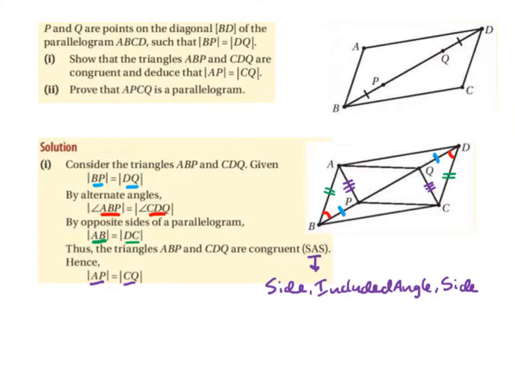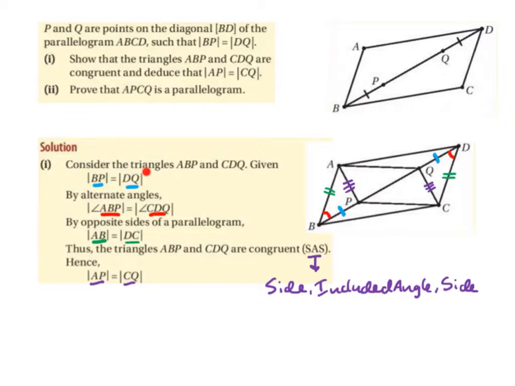So congruent triangles are identical, so they have the exact same angles and the exact same lengths. Whereas similar triangles are basically just similar to each other. They have the same angles but different side lengths, but their side lengths are in the same ratio. So it's important to know the difference between congruent triangles and similar triangles. So we need to prove that the triangles ABP and CDQ are completely identical. Same angles, same lengths.